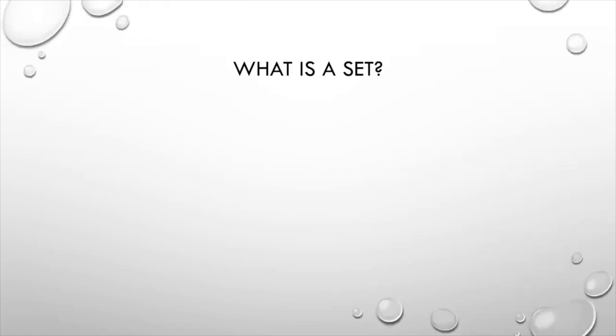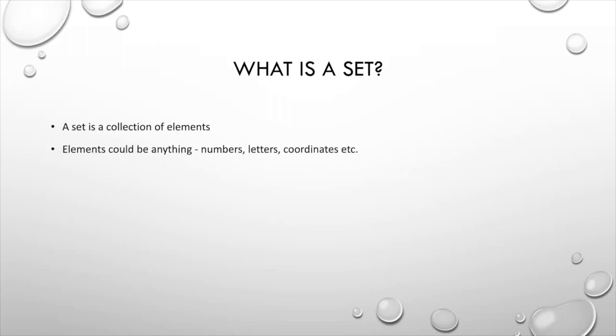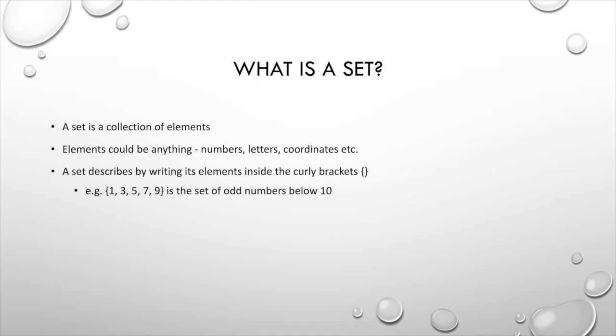What is a set? A set is a collection of elements. Elements could be anything: numbers, letters, coordinates, etc. A set is described by writing its elements inside curly brackets.